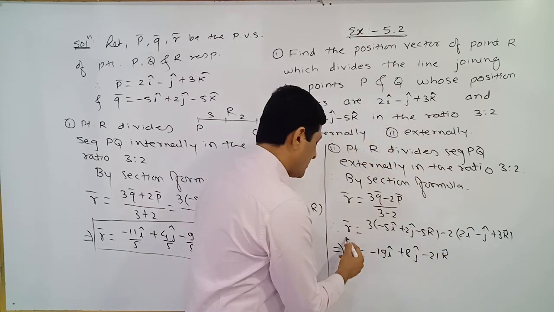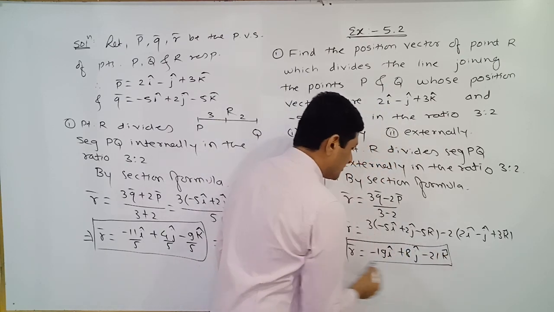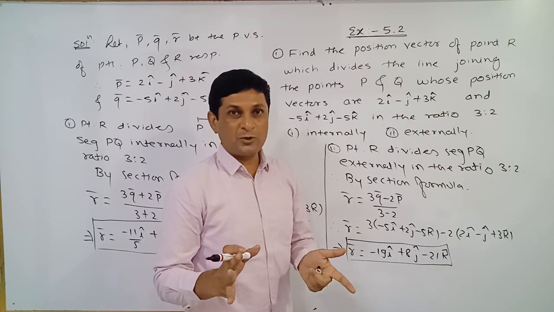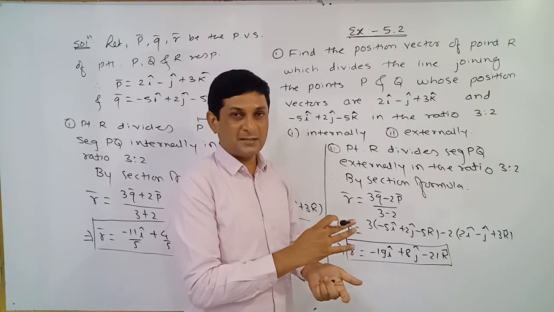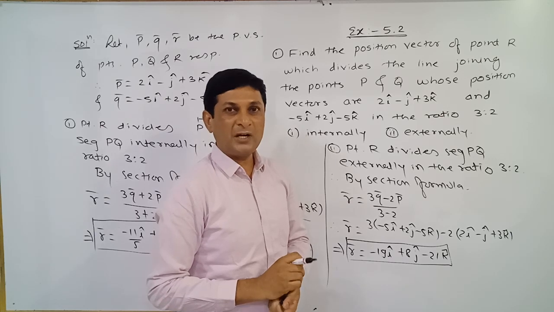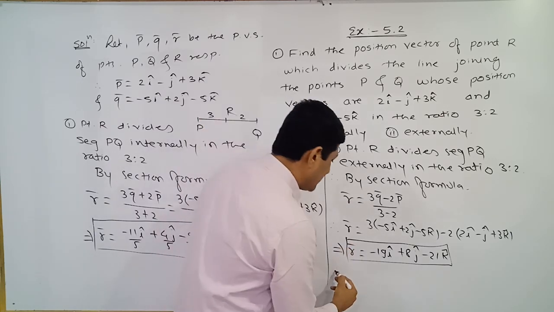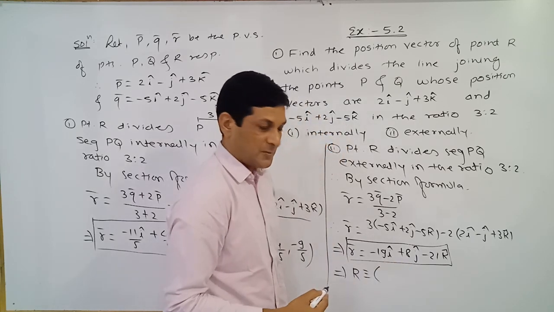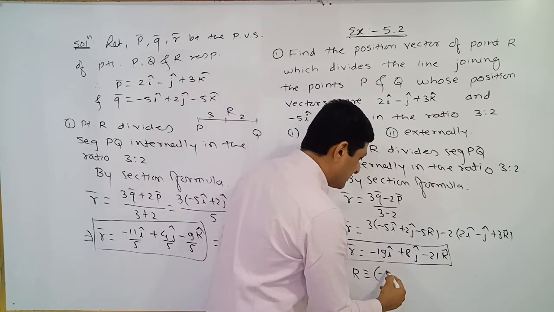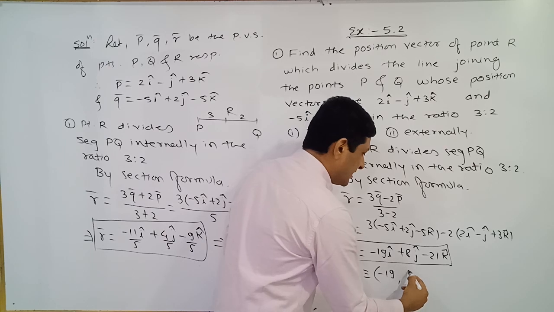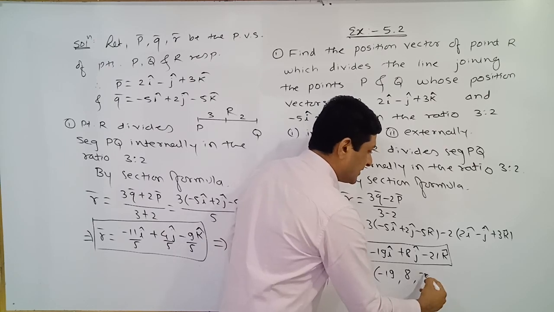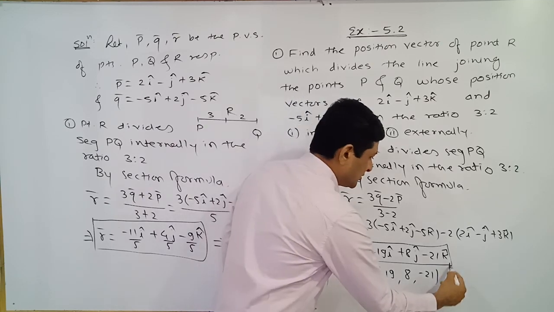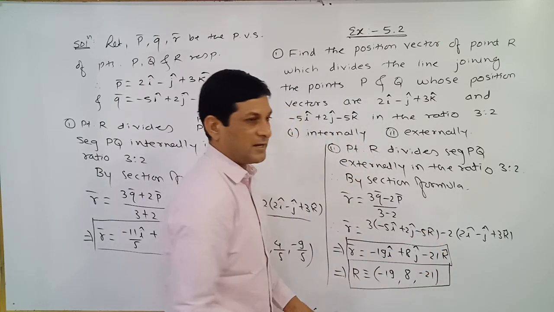In this way we have got our required value. The question is to find what? Just simply the position vector of point R. But just now I told that the answers are given in terms of what? Coordinates. So that's why we are finding the coordinates of the point R also. Here the x coordinate will be -19, the y coordinate will be 8, and the z coordinate will be -21. In this way we have got the position vector and the coordinates also.